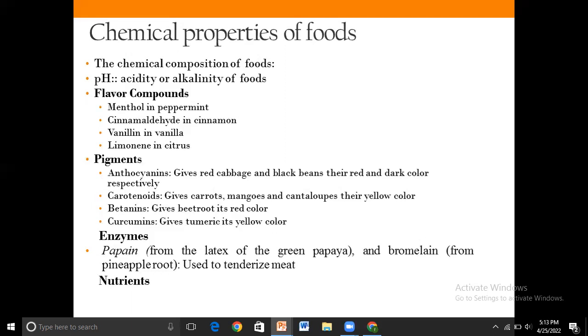Then of course, another chemical property is nutrients, which we'll be discussing in detail, so I'm not giving any explanation here. Nutrients are also a part of the food, right? Naturally, all foods are made up of nutrients. Nutrients are chemical in nature, because you know that carbohydrate means carbon, hydrogen, oxygen, right? Then proteins have sulfur, and so all these nutrients are basically chemical in nature.